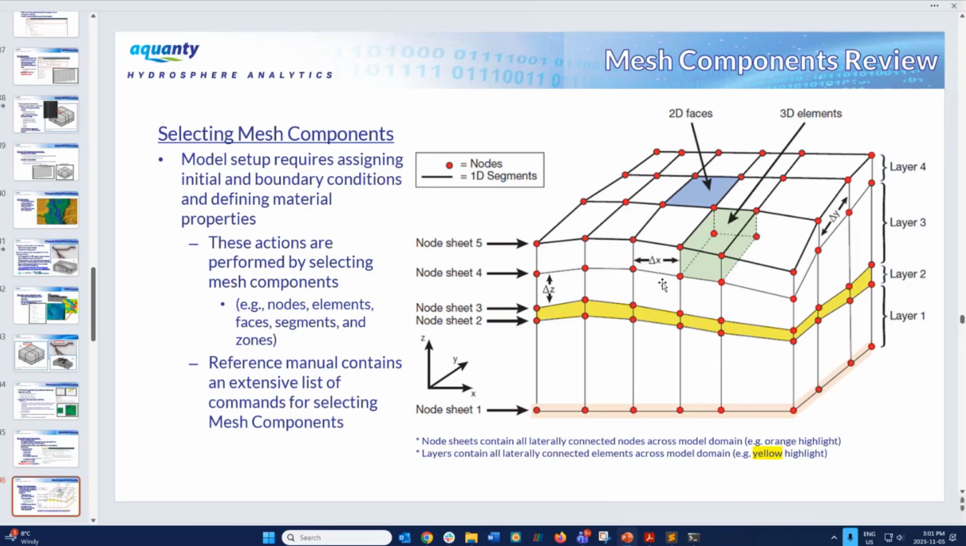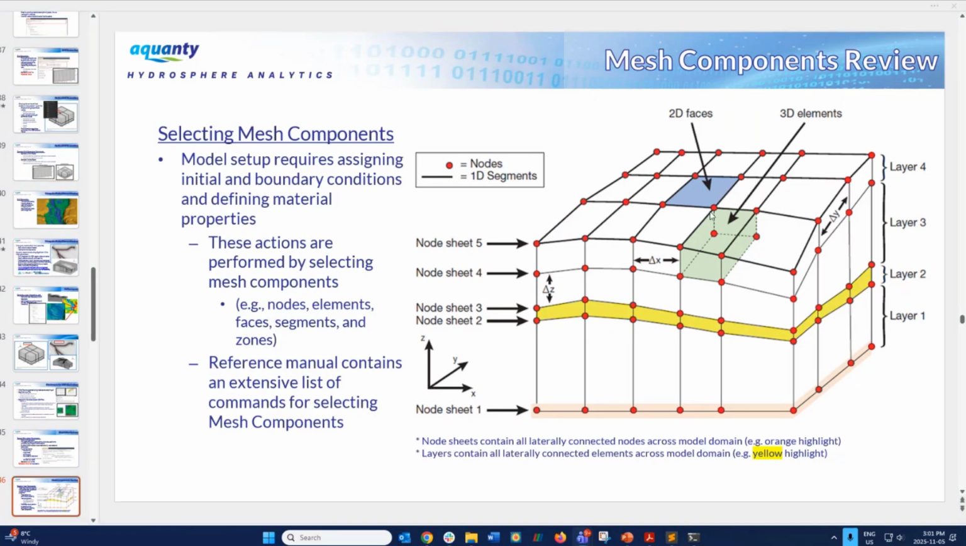And depending on the type of model domain that you're working with, for example, a channel. Channels in HGS are one-dimensional hydraulic structures, and those are mapped onto segments themselves. So being able to select segments becomes important when it comes to defining channels in your model.